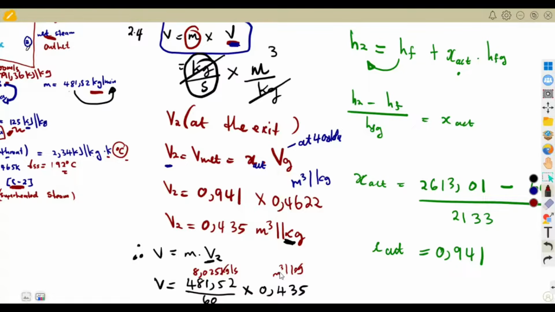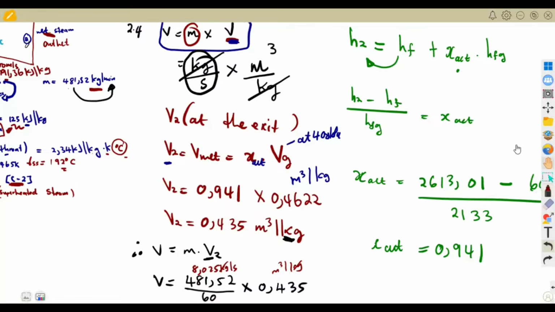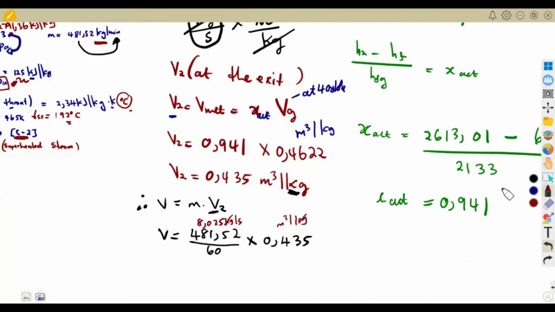You remain with the cubic meters on top, and the second, which is in the denominator. So that's the volume. It's going to be 3.491, something like that, cubic meters per second. The second is in the denominator, so it means per second. So this is the volume flow rate.